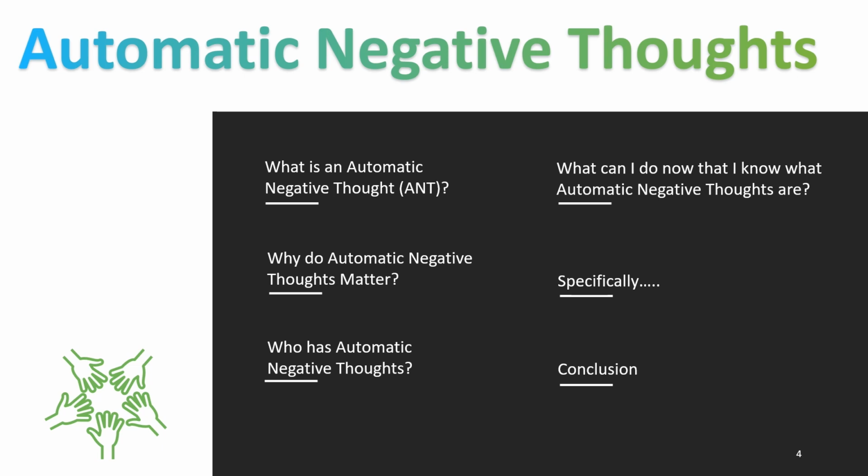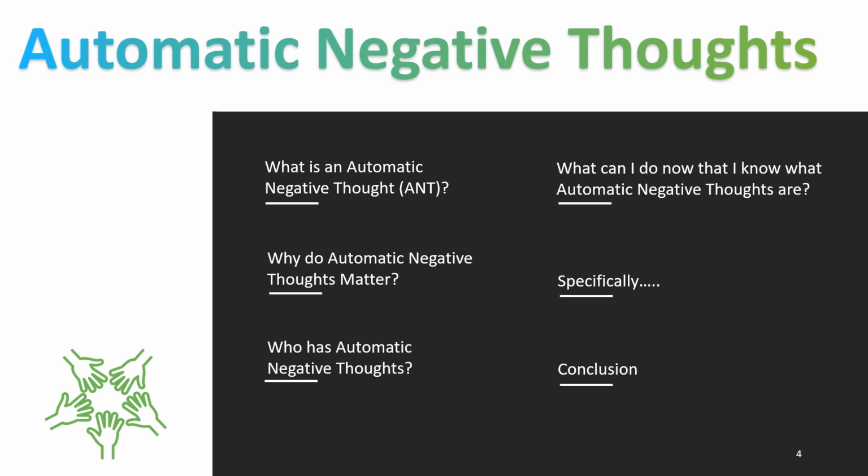Automatic negative thoughts are spontaneous thoughts that occur in response to a trigger, often outside of conscious awareness. They can be verbal, single words, or images, and they can trigger intense negative emotions. An example of an automatic negative thought: I'm never going to be good enough, or everyone is judging me. One of those is about self, and one of those is about others.